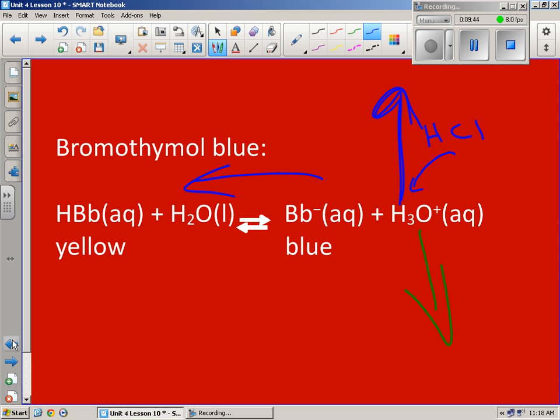And of course, just to prove the point here, what about bromothymol blue when the H3O plus and the OH minus are kind of the same? What happens when it's kind of neutral? In other words, water here. Now I hope this works, but we'll see.